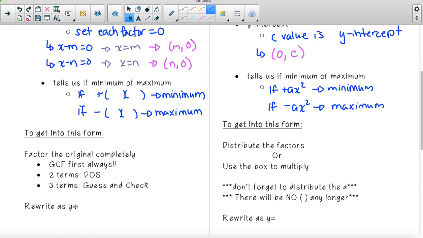But we must always rewrite it as y equals again. So we always want to take the original form and change it. We're manipulating it into a different form, but it's still a y equals.